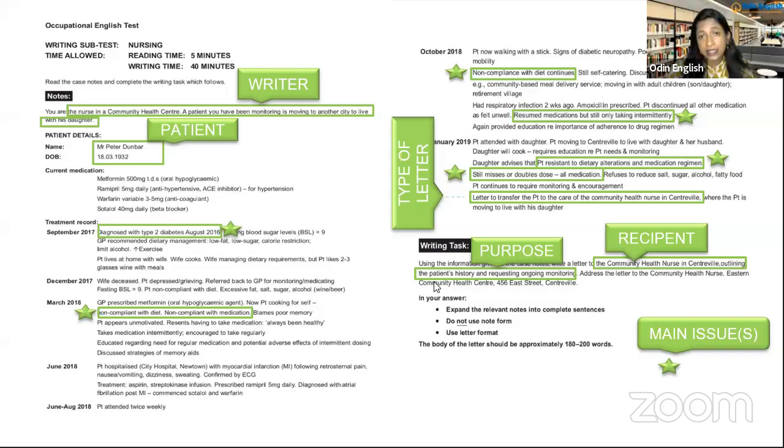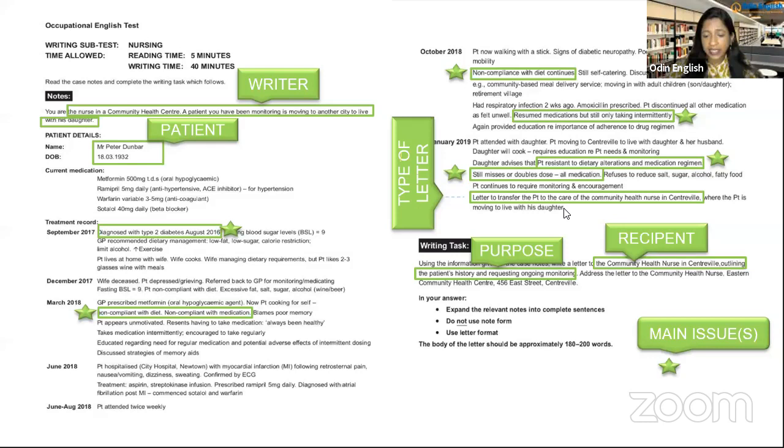The main thing that the recipient is going to do is to monitor, just like the way you have been monitoring. So the recipient will do that in the task. In your letter, you will be outlining the patient's history, and you'll be requesting the nurse of that area to continue the monitoring in the same way that you did. So I hope that you can see it on the screen: the writer, the patient, the type of letter, the main issues, the purpose, and the recipient. So these were the main things that we did.